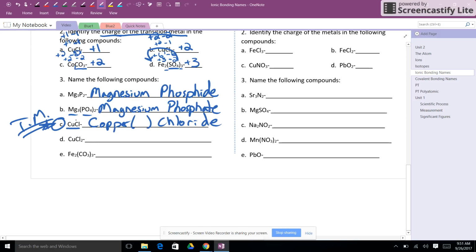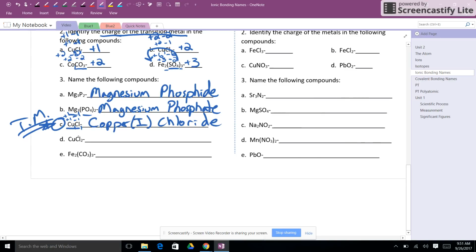Okay, now what we practiced earlier was chlorine's -1 each. There's 1 of them in the compound. 1 times -1 is -1. The opposite of -1 is +1. And since there's 1 copper ion in this compound, 1 divided by 1 is +1. So this would be copper 1 chloride.